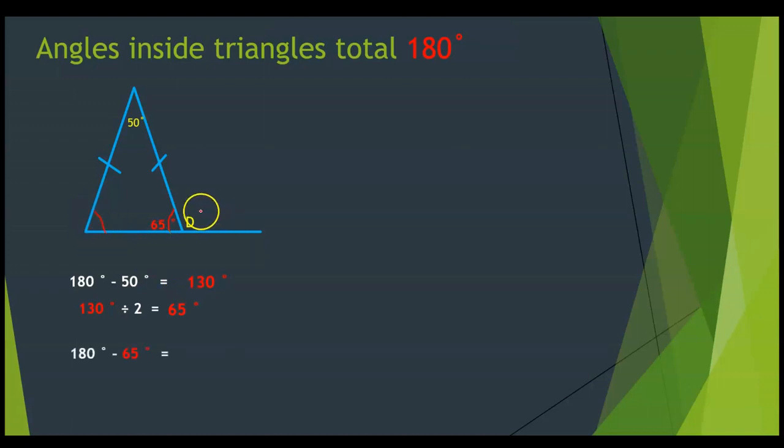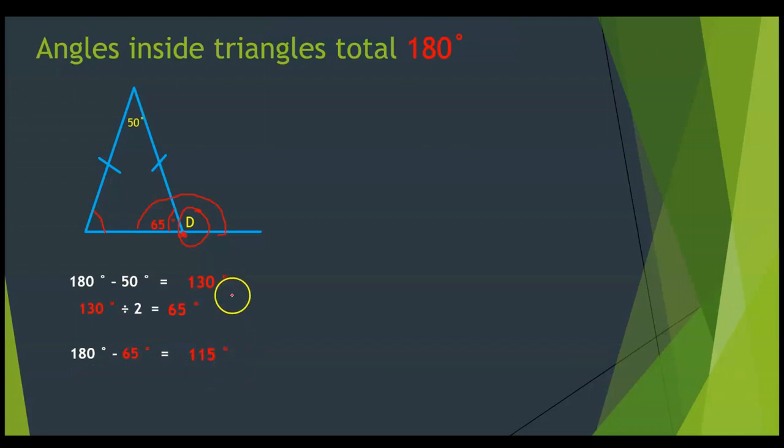So how to calculate angle D? If I use angles on a straight line, so this is 65. So the one next to it here, angle D, both of them must be 180 degrees because both of them are angles on a straight line. So 180 minus 65 equals 115 degrees.